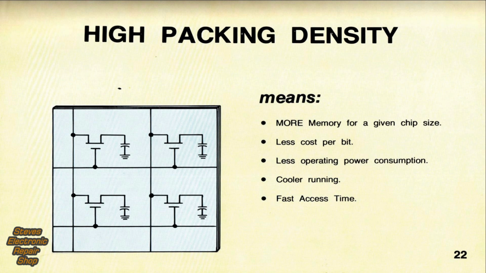Here are the advantages that are reaped from high packing density. As you've seen, more memory can be placed in a given chip area. This reduces the cost per bit. Fewer transistors are required for a given storage cell, so less power is consumed. This makes the device cooler running. Finally, the device has a very fast access time because there are fewer transistors to turn on or off.